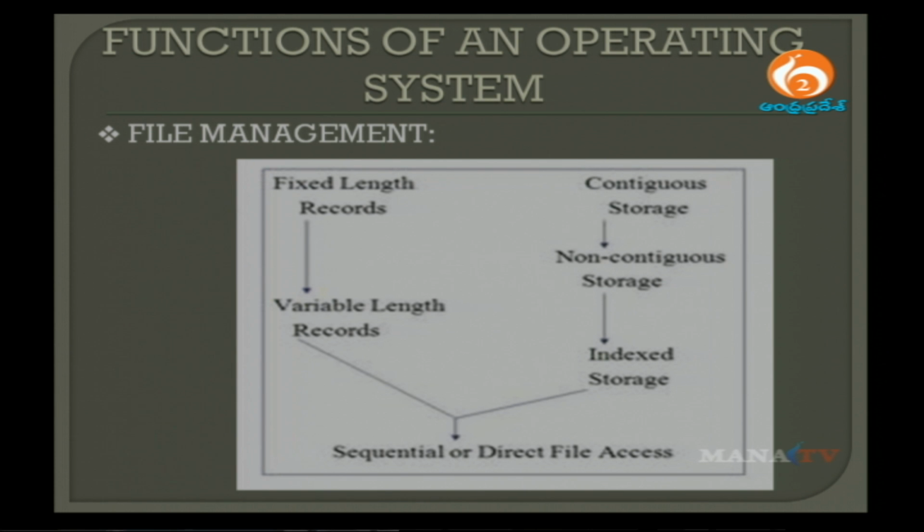You have direct file access to both the fixed length records and variable length records, and you have direct access for the contiguous storage, non-contiguous storage and indexed storage. Important, non-important, and particular storages. That is what the meaning of contiguous storages are. So, this is the most important thing that you have to remember when I speak about the file management.